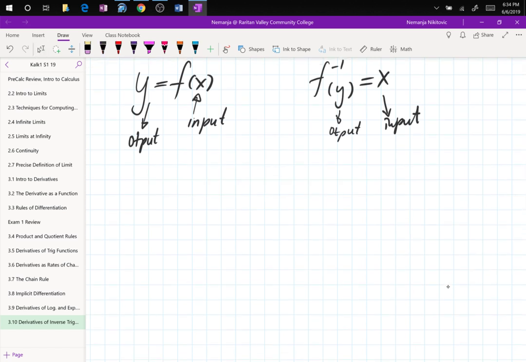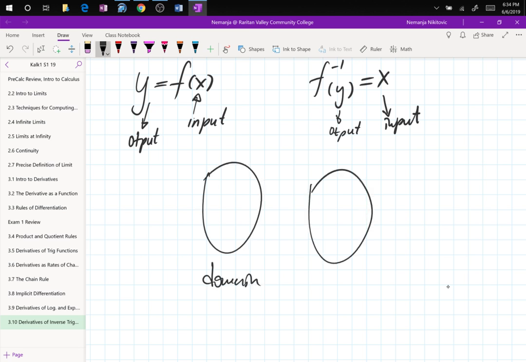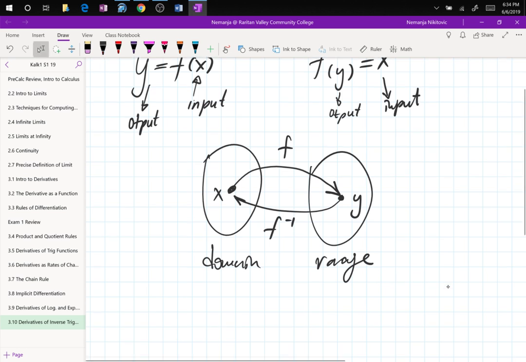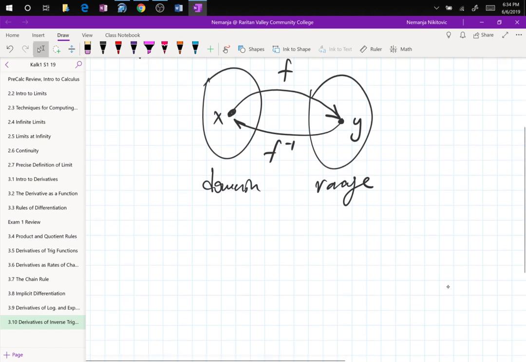Graphically, we can have the domain and the range, and then you have an x element and a y element. Now the function will turn x into a y, and the inverse function will turn y back into x. Now, not every inverse is a function, so we have to be very careful about that.